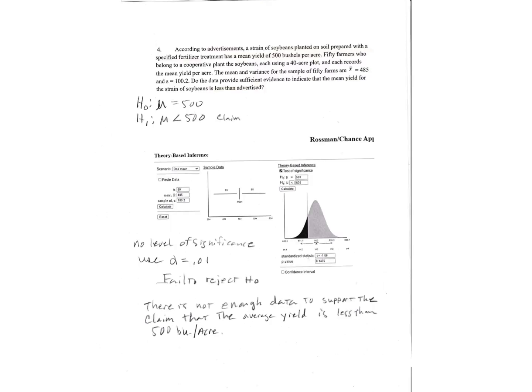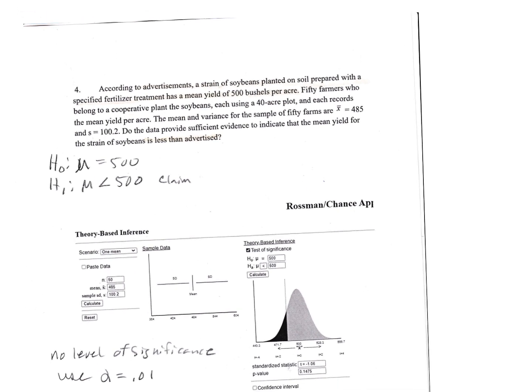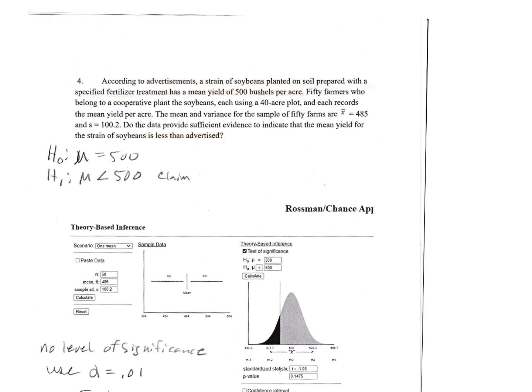Now, what about this problem? This is about an advertisement that says some kind of new fertilizer will increase yield, and farmers will get 500 bushels of soybean on average per acre by using this fertilizer. So 50 farmers who belong to a co-op plant it and test it, and maybe this fertilizer is more expensive than what they usually buy, so they want to see if that claim's right.